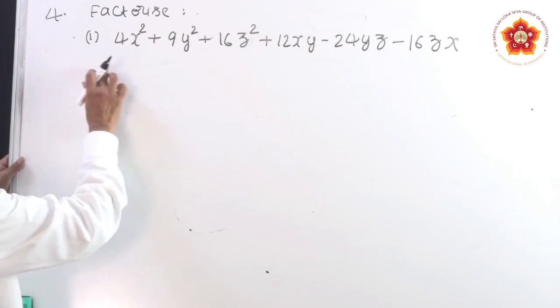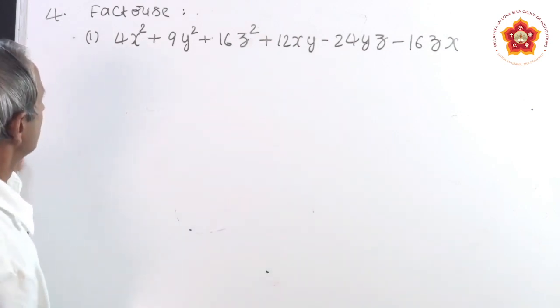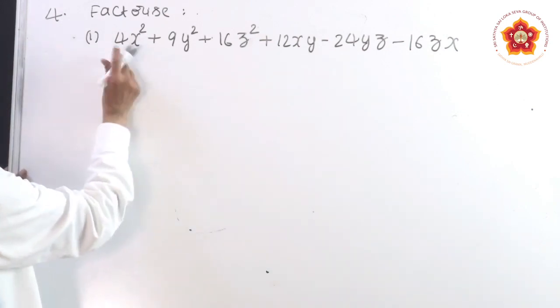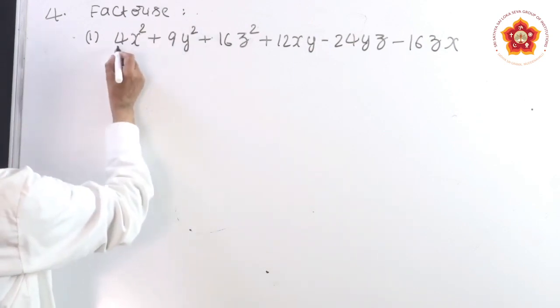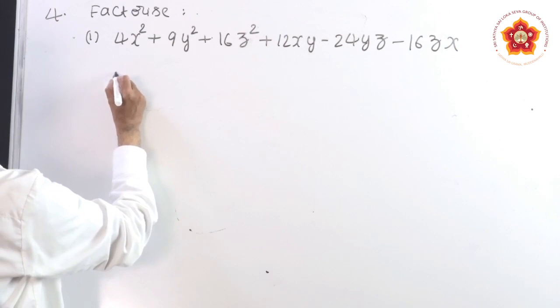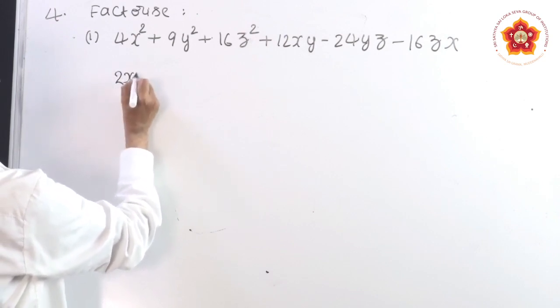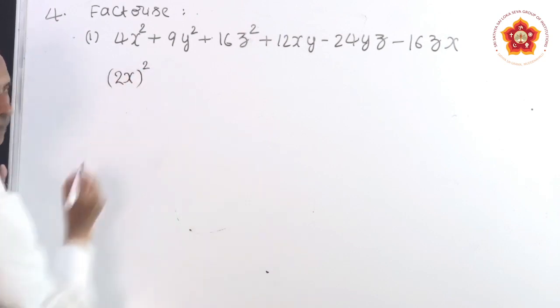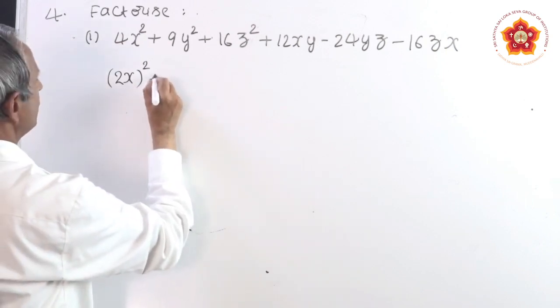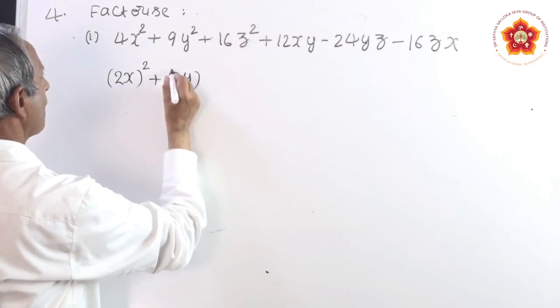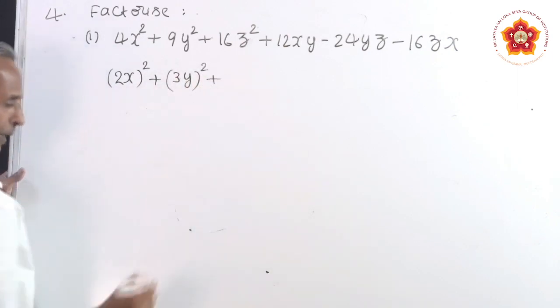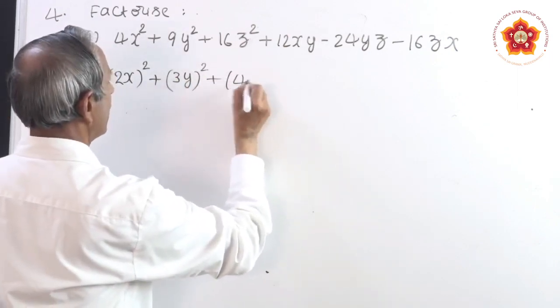Now let us factorize the given expression. Now the first term can be expressed as the square of a given number. Here 4 is there, the square root of 4 is 2, therefore you can write it as 2x whole square. Now the second term we can write as 3y whole square. The third term can be written as 4z whole square.